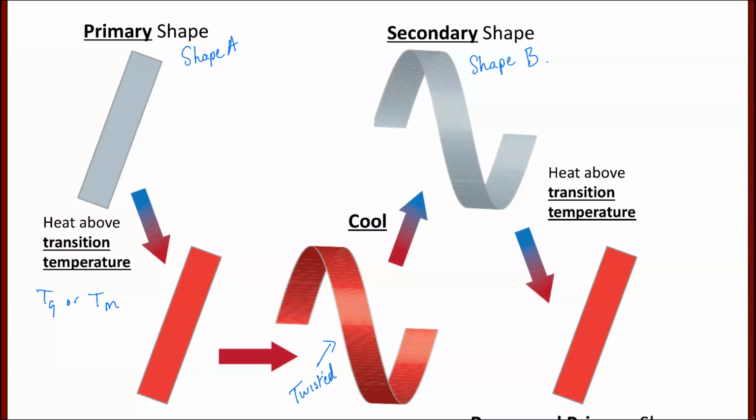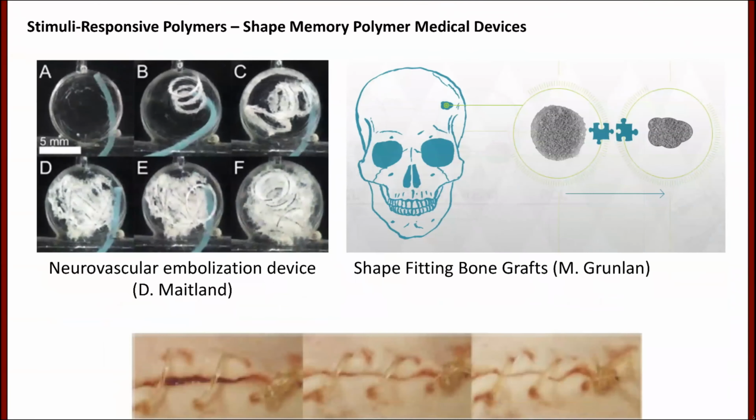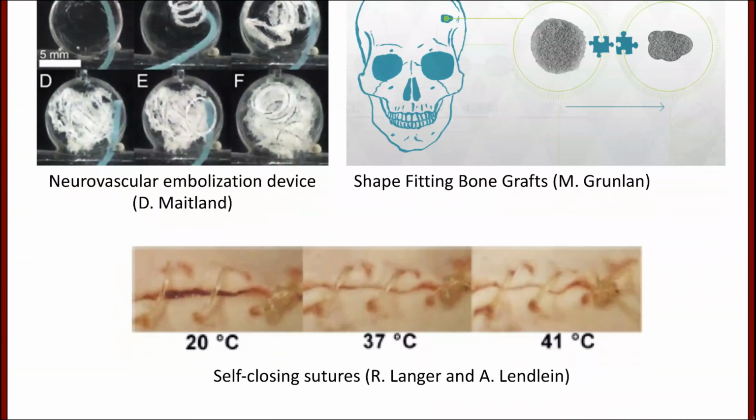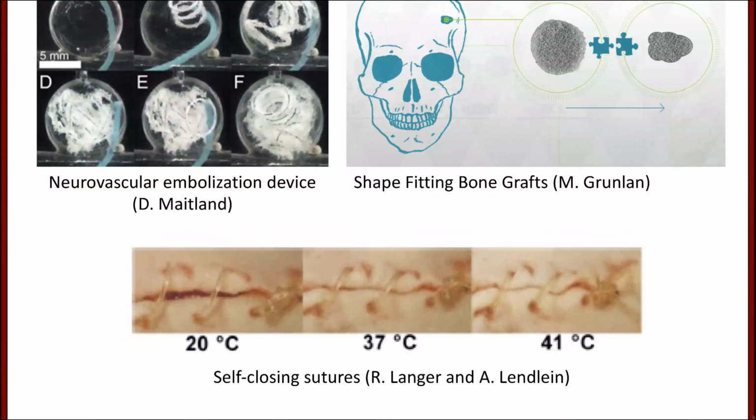So there are a few different uses for these polymers. As I told you before, Dr. Maitland has this neurovascular embolism device, which is based around shape memory polymers, and we'll get to how he makes those and how he plays around with the different concentrations of isocyanates to the alcohols in order to produce them. We have shape fitting bone grafts, which is Dr. Grunland. And we also have some interesting self-closing sutures by a guy called Robert Langer, who you may have heard of. He's pretty big in the field of biomaterials.